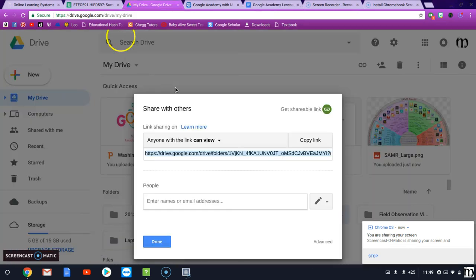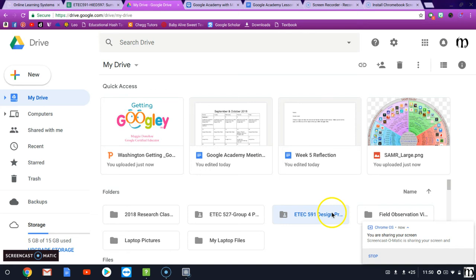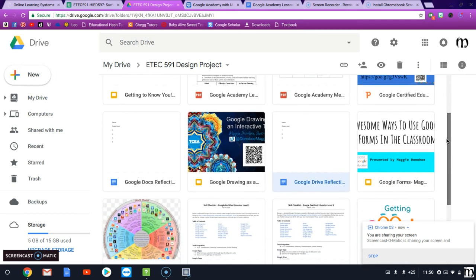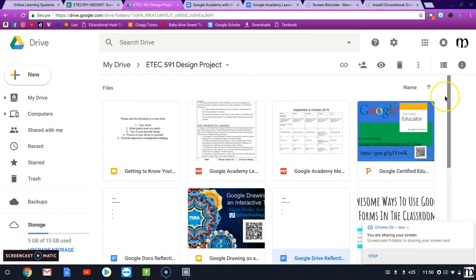I also included a Google Drive of all of my resources that I included in my Edmodo classroom and that I will also be using for the in-person meetings.